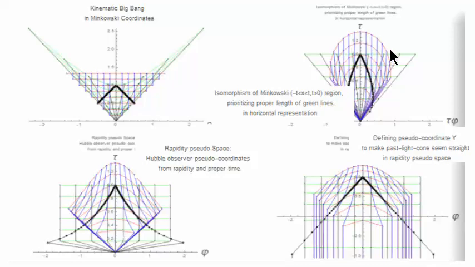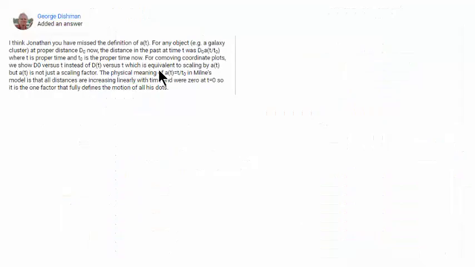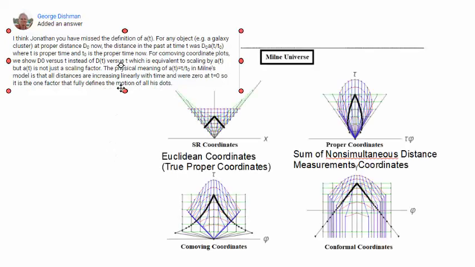I specifically used A of tau equals 1 over tau to go from there to there. For him to say that I've missed it is rather ridiculous. He says the physical meaning of A of t equals t over t sub naught in Milne's model is that all distances are increasing linearly with time and were 0 at t equals 0, so it is the one factor that fully defines the motion of all his dots.